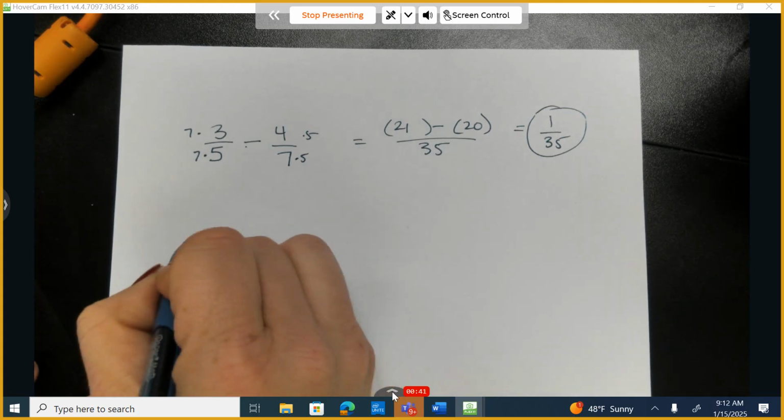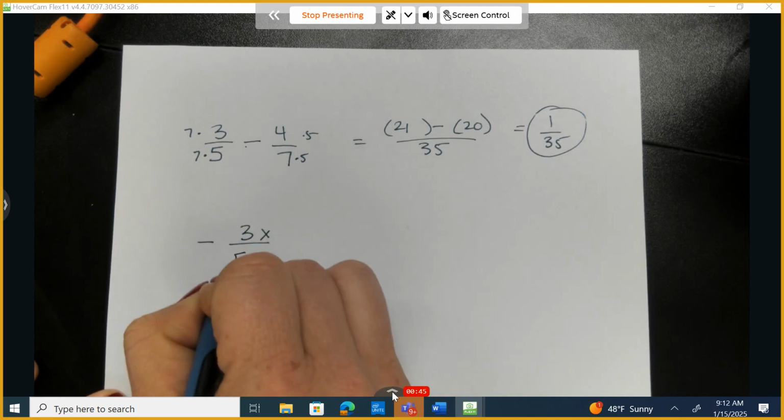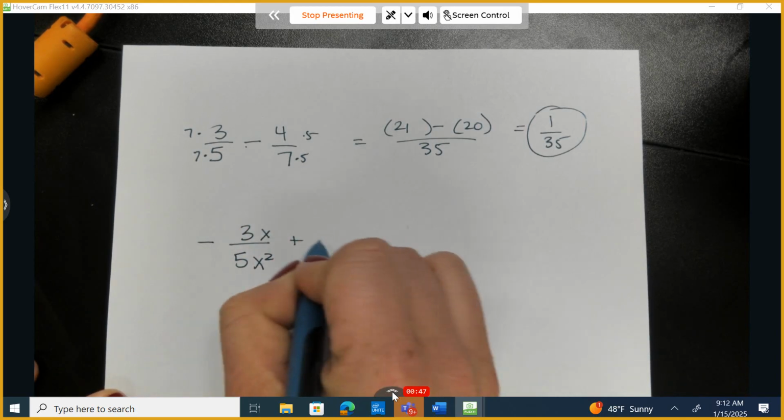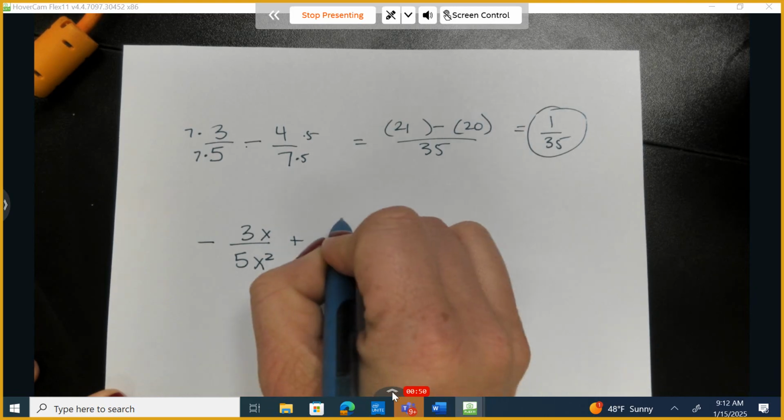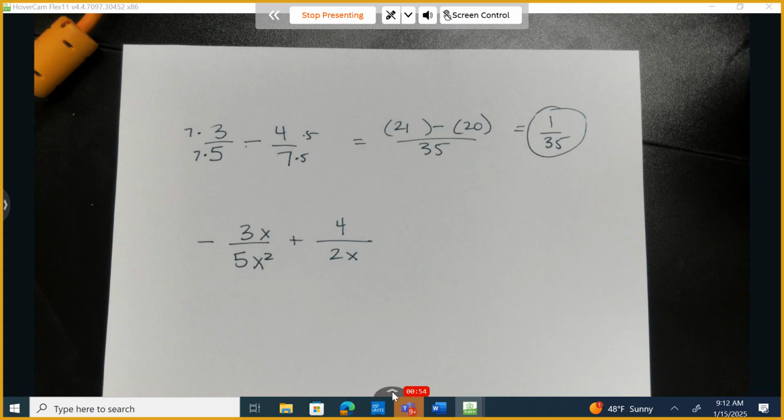My next problem is going to be negative 3x over 5x squared, plus 2x with a 4 on top. Okay, what do we do here? So we have two approaches. We have our old school method of finding a common denominator, and then we talk about the butterfly method. And the goal in the last few days is how do you know which method to use?